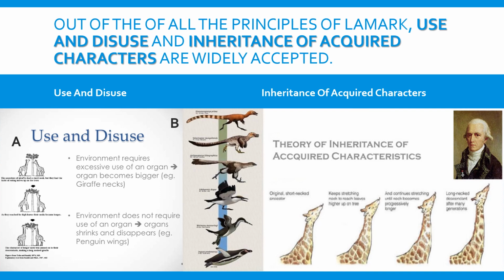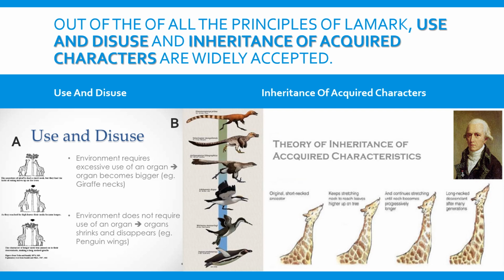Out of the four principles of Lamarck, use and disuse, and inheritance of acquired characters are widely accepted. Use and disuse refers to: if the environment requires excessive use of an organ, the organ becomes bigger because of consistent use. For example, the neck of the giraffe became longer, which was shorter in the ancestors.